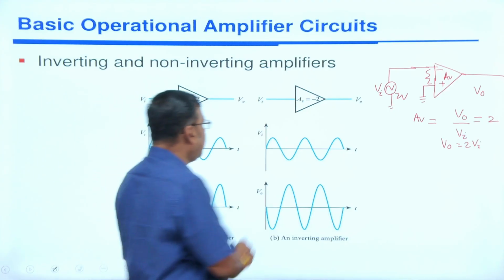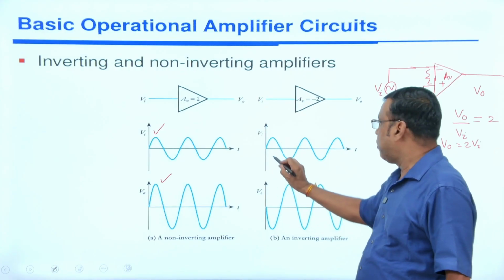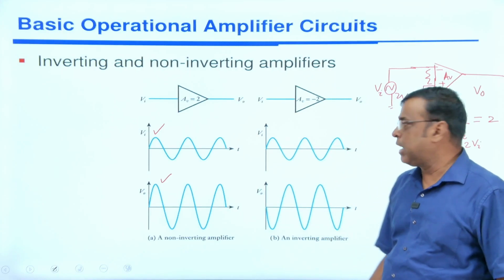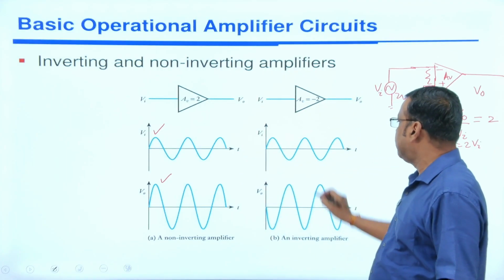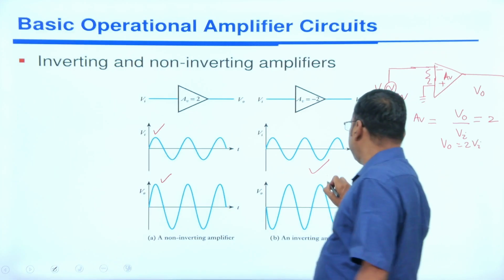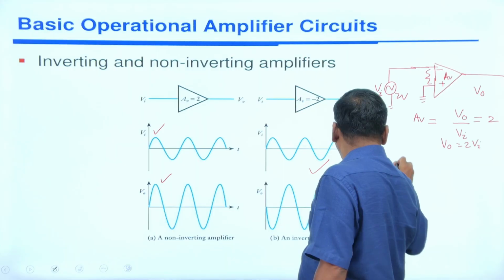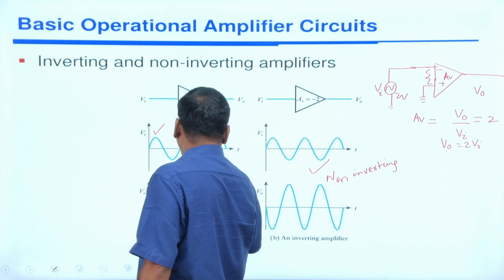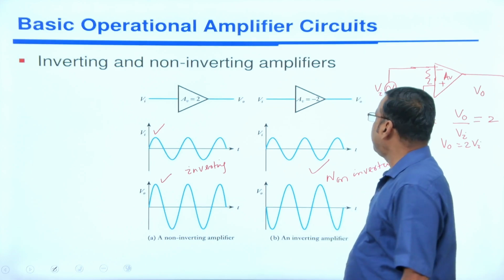In case of inverting, that is your 180 degree phase difference. If the input is like this, the output is the minus of this, that is your 180 degree phase difference between input and output, Vi and Vo. This is non-inverting, and this is your inverting. In case of an inverting operational amplifier, what output will you get?